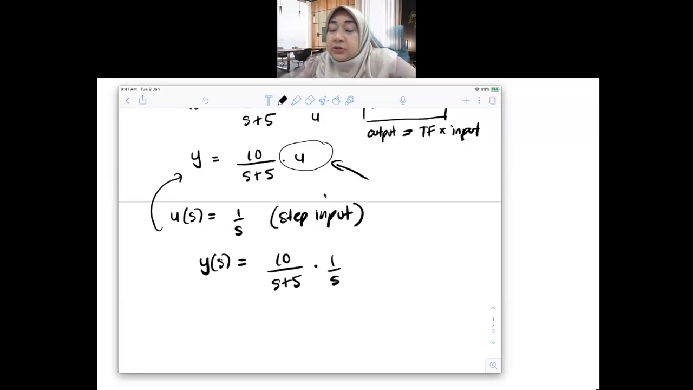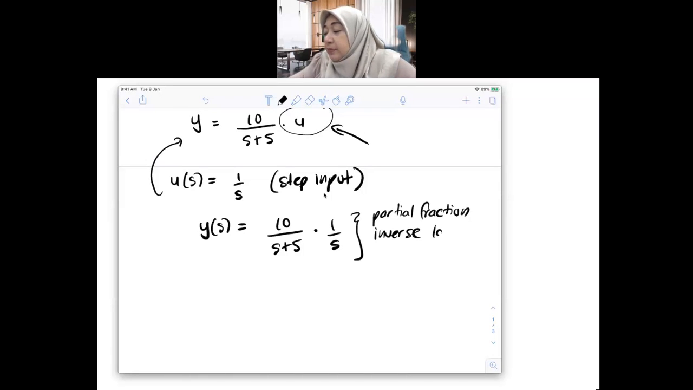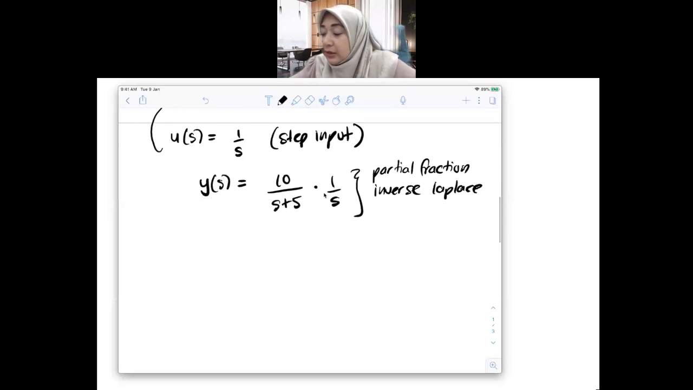When we want to solve this equation in mathematics, what do we need to do? We need to do partial fractions. Do you remember partial fractions? I hope so. You're a master student, you must remember. You need to do partial fractions and then inverse Laplace in order to find the time response of the system. So I'll do one example.